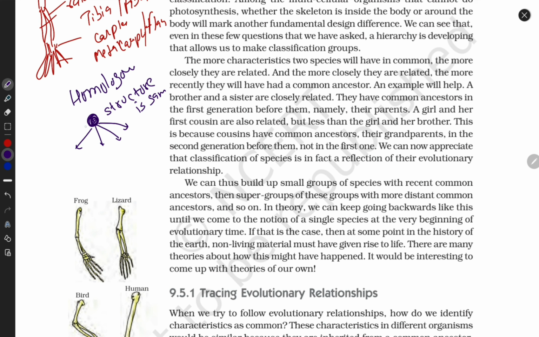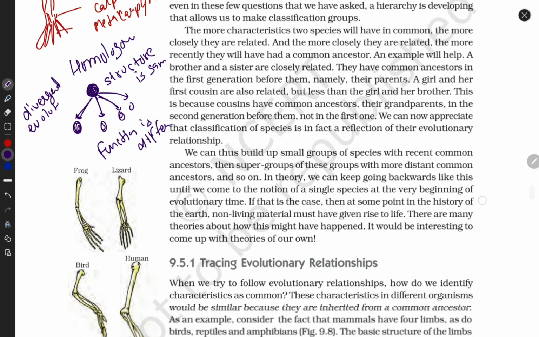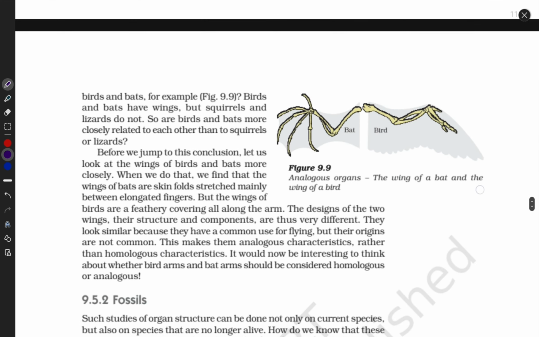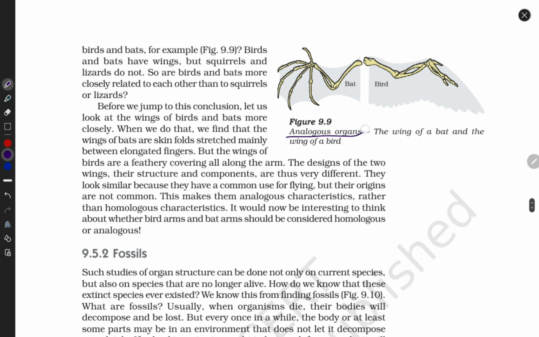So is this convergent or divergent? This is divergent evolution. Structure is same, but function is different. All function is different. Come on, guys. Now I will teach the next, analogous organs. What are analogous organs?